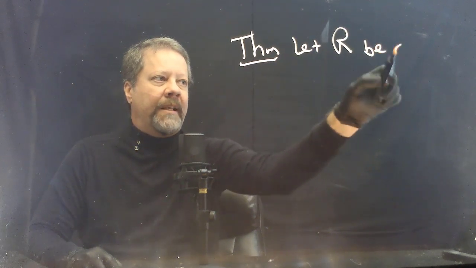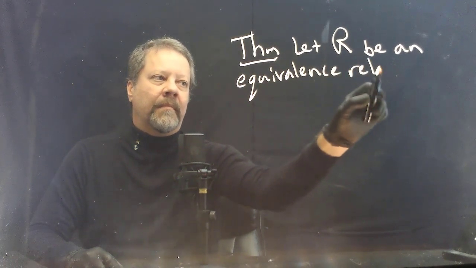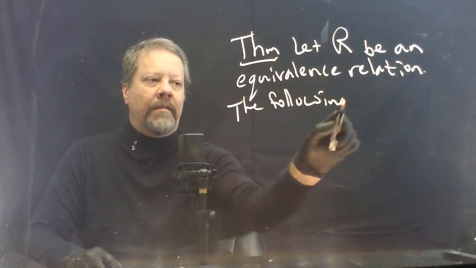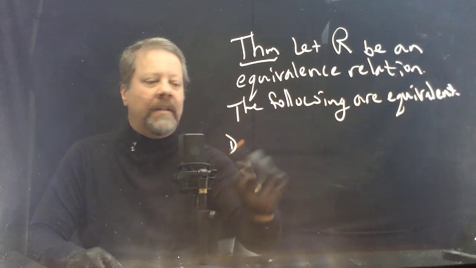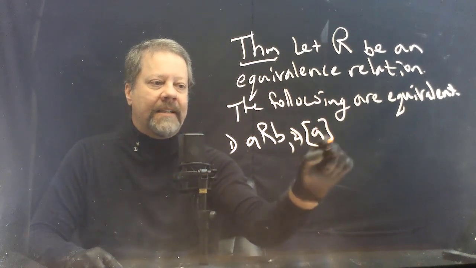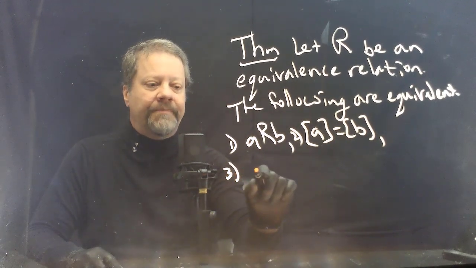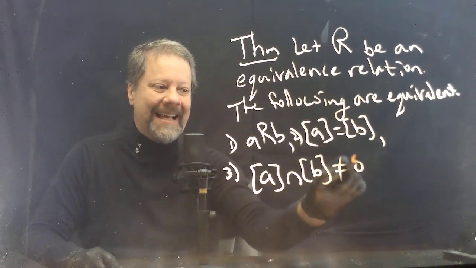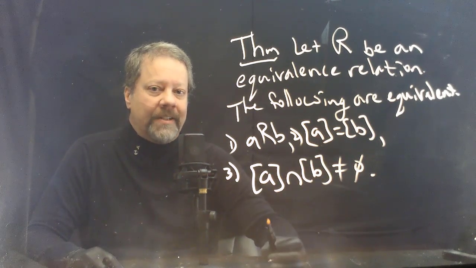Let R be an equivalence relation. The following are equivalent. 1, A is related to B. Part 2, the equivalence class of A is equal to the equivalence class of B, and maybe surprisingly, 3, the equivalence class of A intersect the equivalence class of B is not empty. If they share something in common, it ends up they have to be equal as equivalence classes.